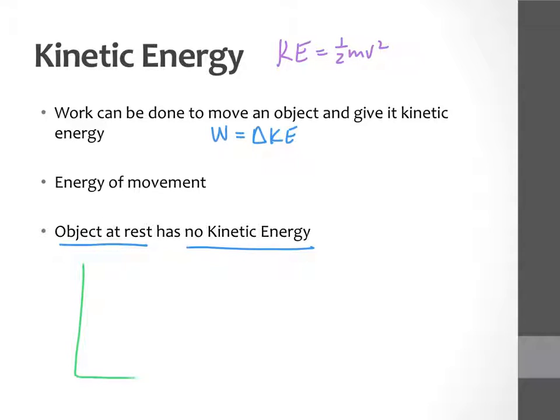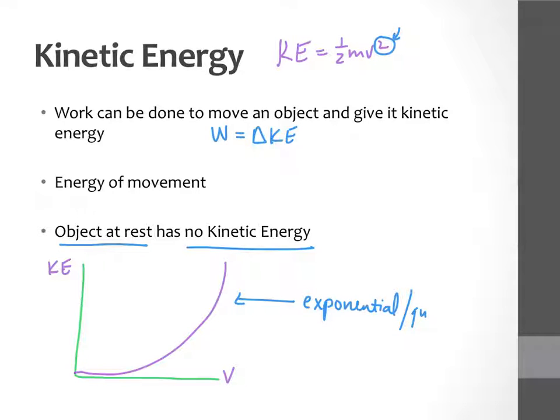An important note over here is the type of graph, the type of relationship between kinetic energy and velocity. If you notice in this equation right here, velocity is squared. That means it's an exponential or quadratic type of relationship. That means it's not just going to go up, it's going to go up a lot, like this. That's our graph between kinetic energy and velocity. This shows an exponential or quadratic relationship. It's direct but not linear. It's exponential.